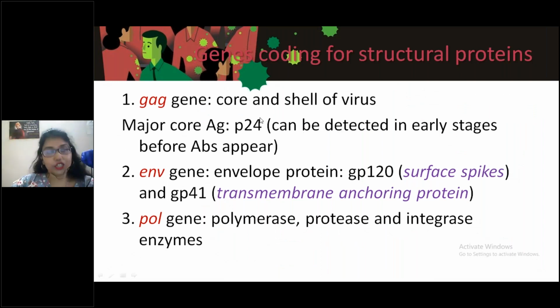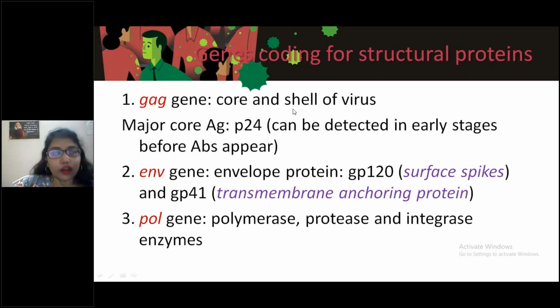These are different genes which code for structural proteins, and these genes are helpful in diagnosis through PCR, whether you want to do quantitative PCR or even qualitative PCR. Suppose you want to detect the genes, then you can know that this is the GAG gene, the ENV gene, and the POL gene. So these are the three genes which are important. There are other genes which are also given in your textbook, but we'll concentrate only on these three.